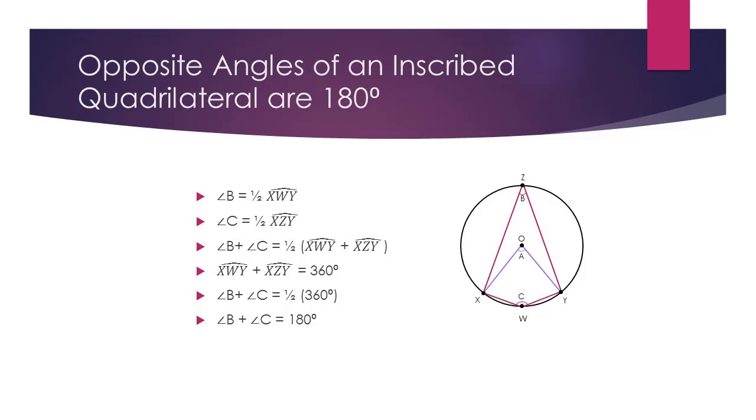Now we're going to rewrite that as where those two angles equal 1/2 of XWY plus XZY. And if you look at the picture, we have XZY plus XWY equals a full circle. So therefore, it's going to equal 360 degrees. And if you multiply that by 1/2, we're going to get exactly what we wanted, which was angle B plus angle C is going to equal 180 degrees. So therefore, opposite angles of an inscribed quadrilateral equal 180 degrees.